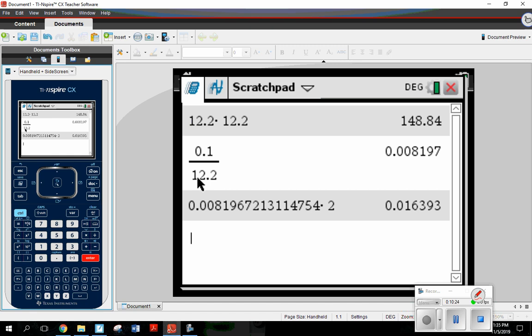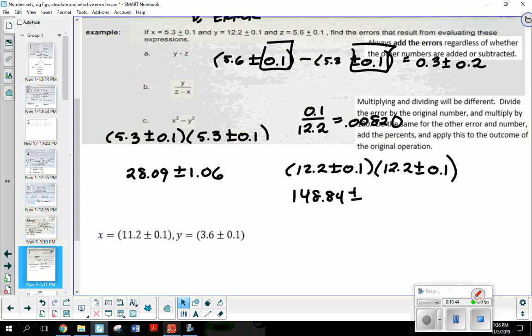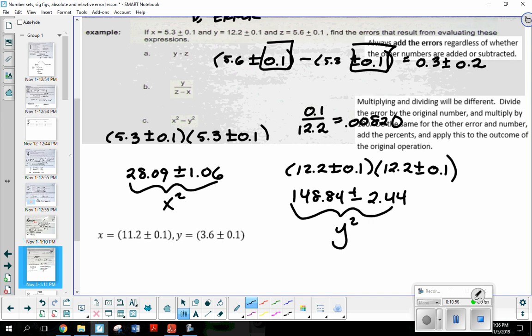Yeah, about 1.64%, right? But I want to take that percent of the operation that we just did, the 148.84, the 12.2 squared. So I'm just going to take that times the 148.84. And I'm getting 2.44. So this represents x squared, this represents y squared, and now all I want to do is subtract them.